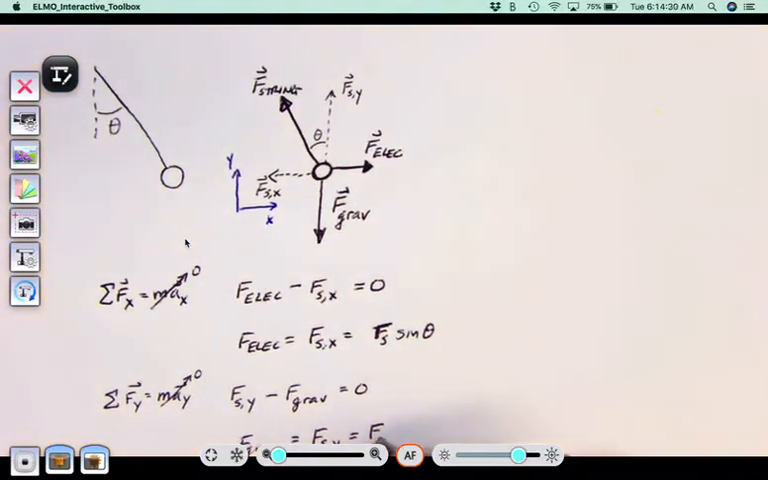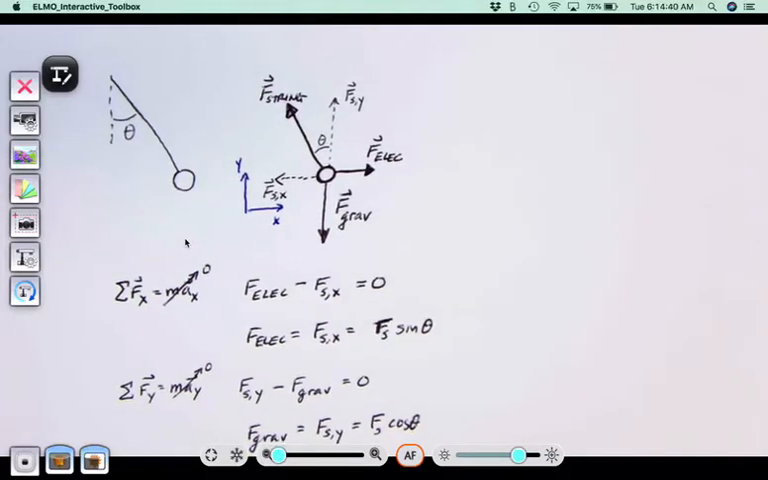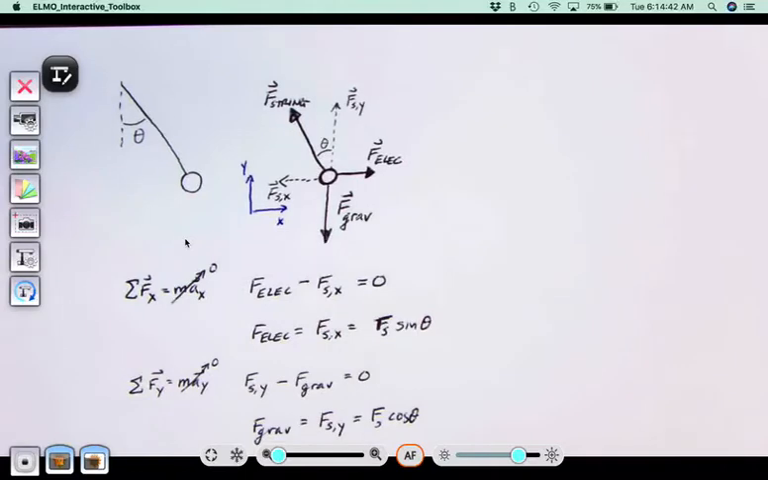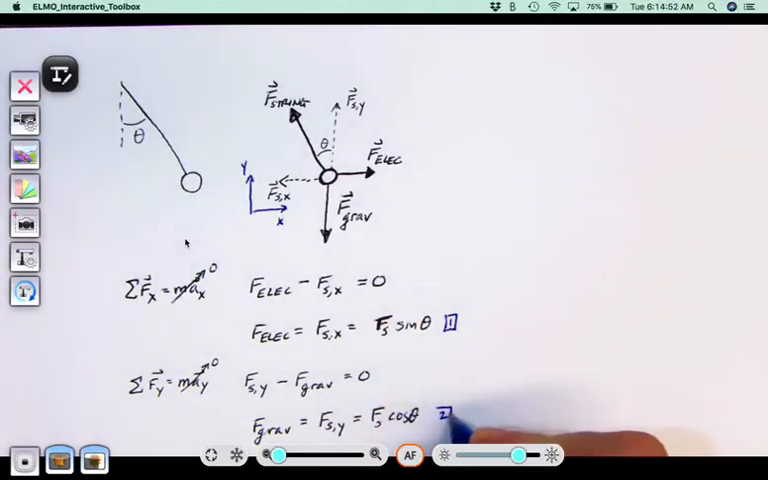which is equal to the string force times the cosine of the angle. And those are going to be the two pieces we're going to put together for an expression to solve for the electrical force. So let's call this number 1. Let's call this one number 2.